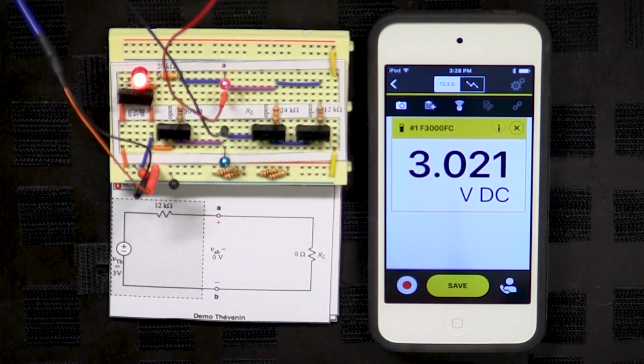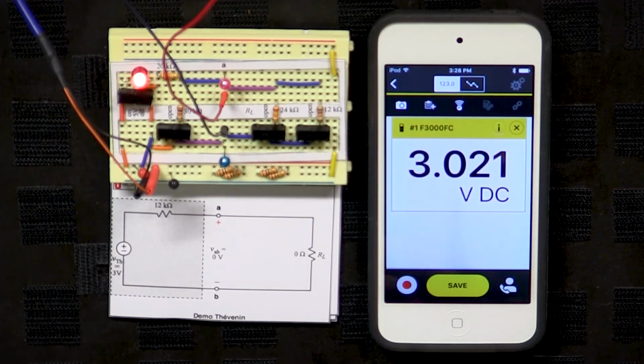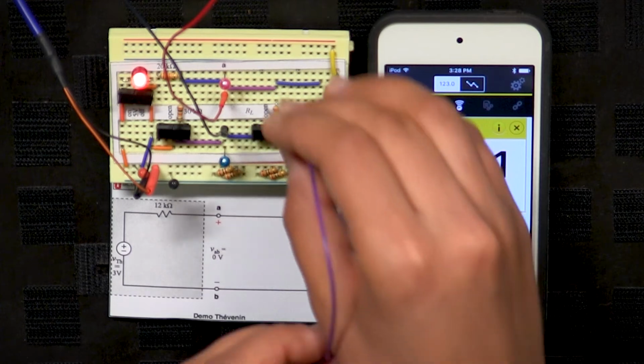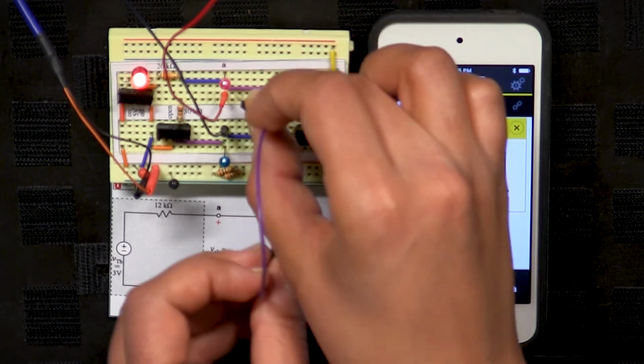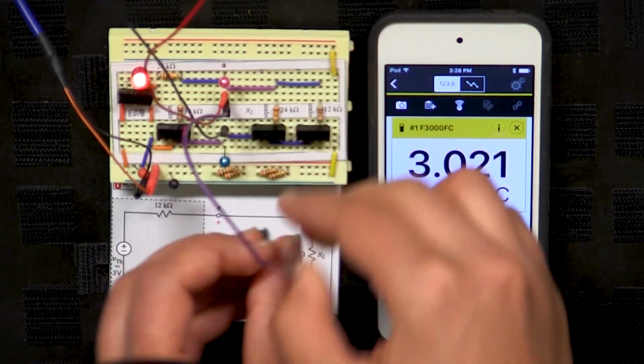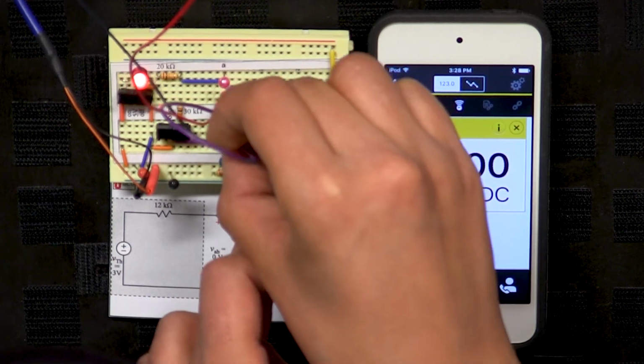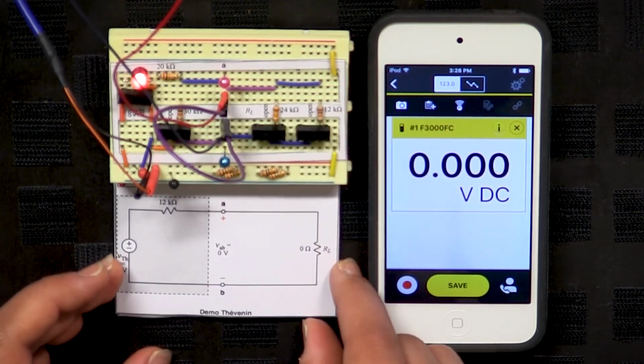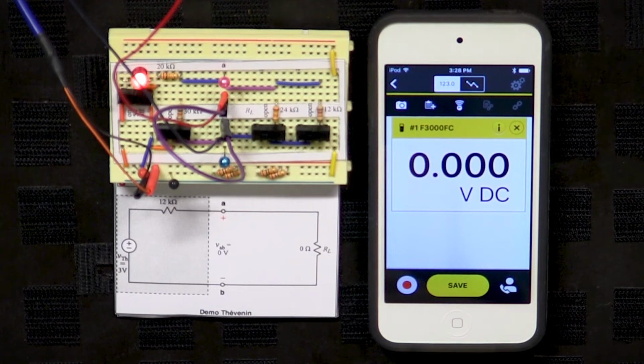For this start, let's just put a wire across A and B. You're expecting to get 0 volts, right? Let's see if we really get that. If we put this wire over here and here, we get 0 volts. That's good. That's a good start.